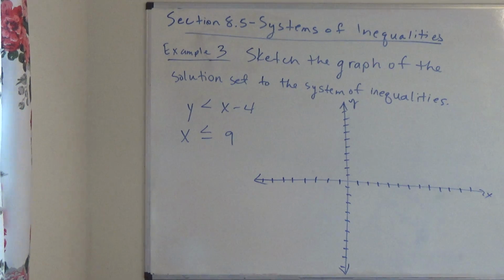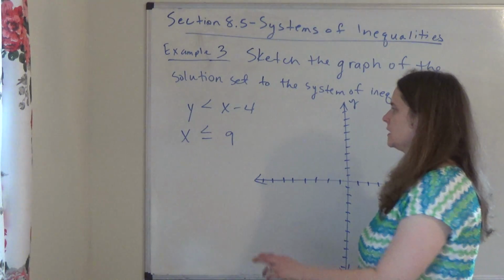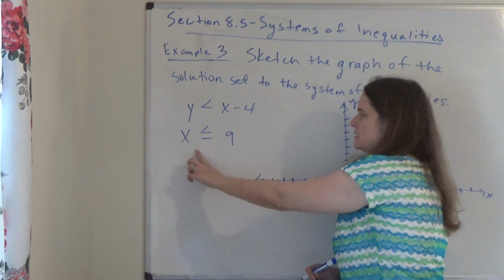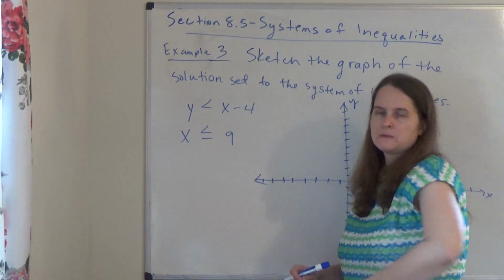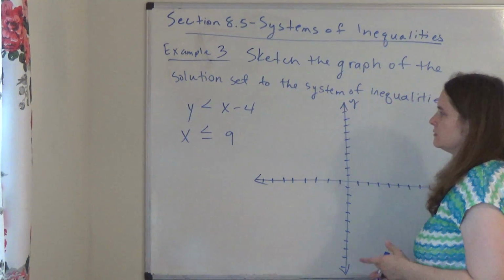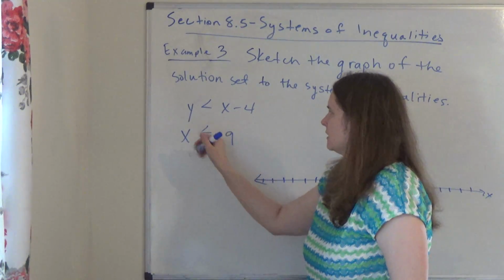In our last example, we're asked to sketch the graph of the solution set to the system of inequalities. So really it's the same type of question that we just answered. The only difference this time is that in one of your inequalities there's no y, so you do not have the option of putting this into the y equal mx plus b form like we worked with earlier. That's the only difference though. So let's just talk about this one for a second.